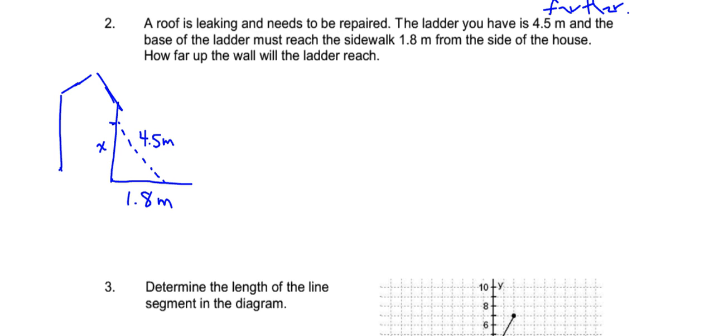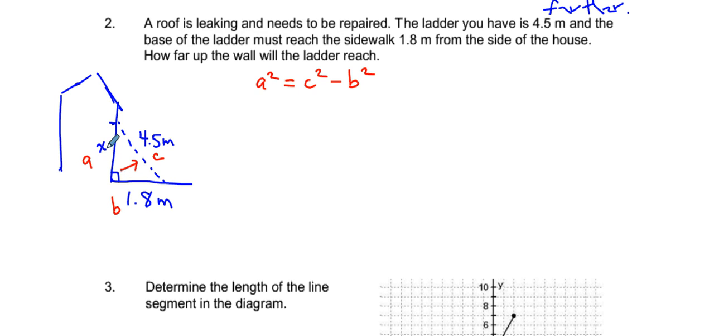Once I've drawn a diagram, I'm going to assume that my house makes a 90-degree angle with the ground, and then I'm going to label the sides of my triangle. Across from the right angle is side C, or the hypotenuse. The other two sides are A and B. Now, because I'm looking for one of the legs of my triangle, instead of using A squared plus B squared equals C squared, I can use A squared is equal to C squared minus B squared.